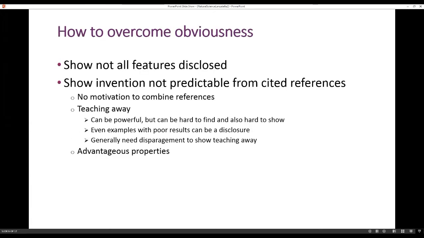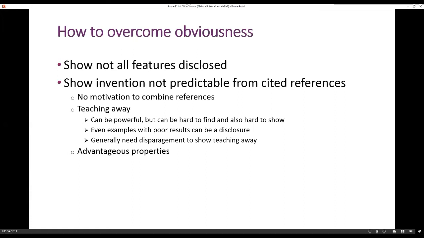So how do we overcome obviousness? Well, the easiest way is to simply show that you've claimed a feature that's not disclosed in the combination of references. However, sometimes this can be difficult. In the mechanical arts, I would say it's a frequent way of overcoming an obviousness rejection, but sometimes in the chemical arts, it can be less common.